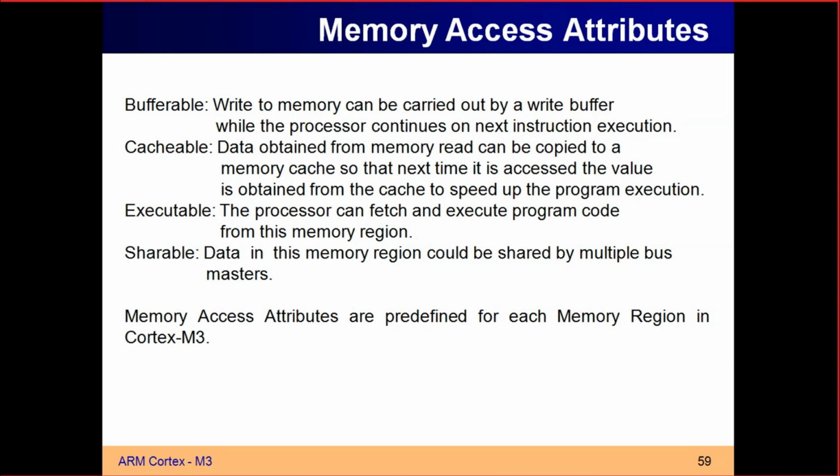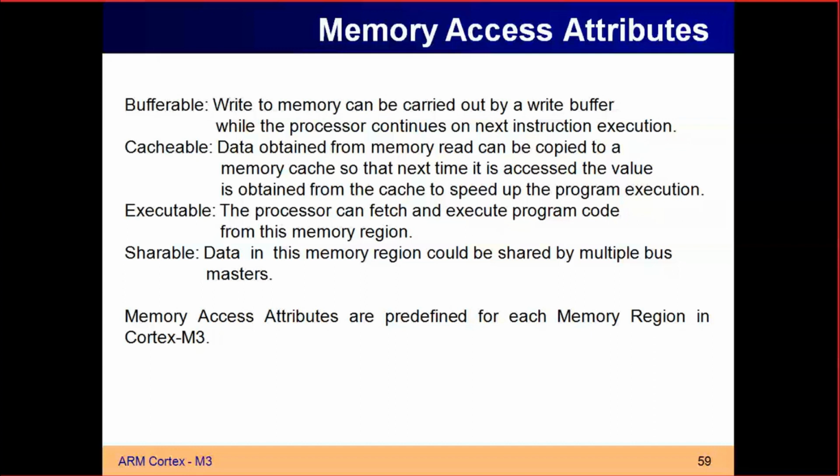So when do you tell a memory is cacheable? There will be a cache associated with the memory. Whatever data you read from the memory will be placed in the cache, so that whenever you want to read this data, you can directly read it from the cache. What is the speciality of using cache? Your reading process will be faster. Instead of accessing from the memory location, you are accessing from the cache.